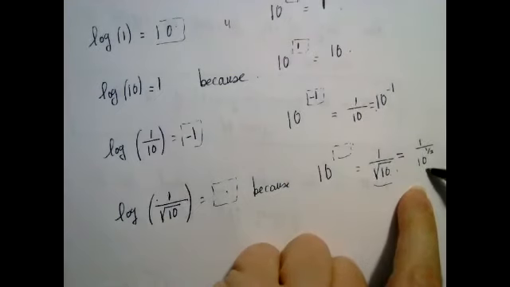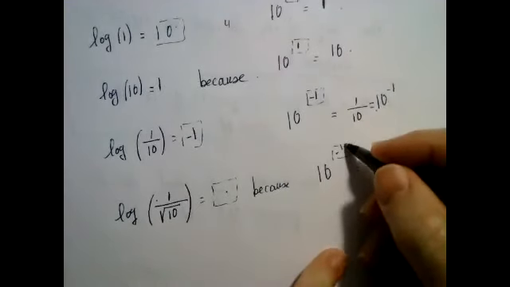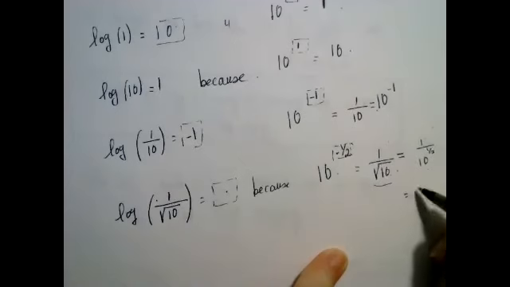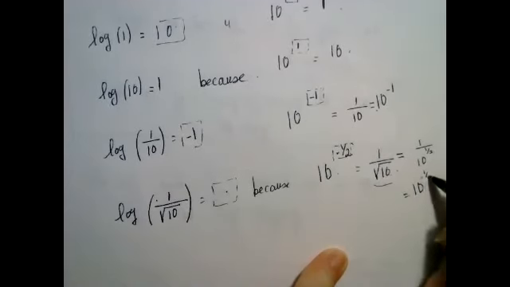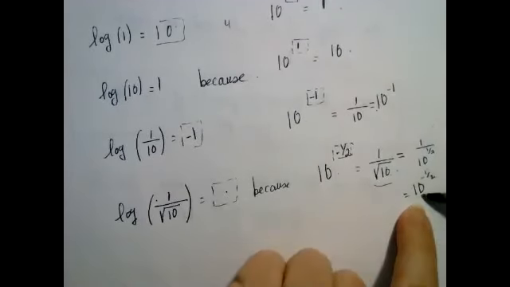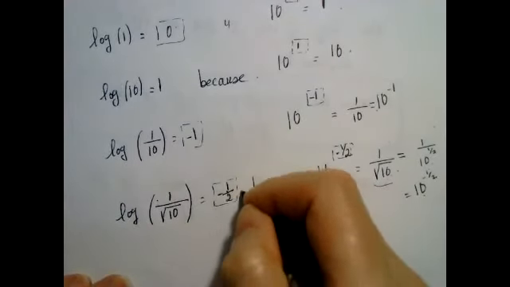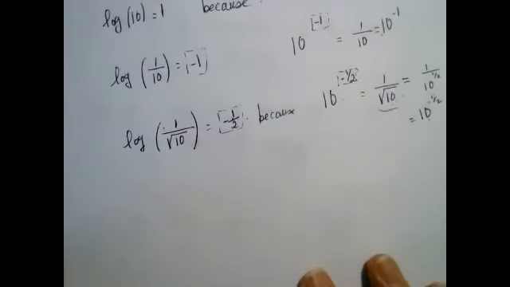So 1 over 10 to the power a half, by our definition, is 10 to the minus a half. That's the definition. 10 to the minus a half by definition is 1 over 10 to the half. The definition of 10 to the power half is the square root of 10. So this is going to give me minus a half. Let me give you an easier one.